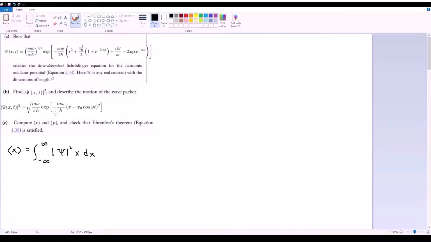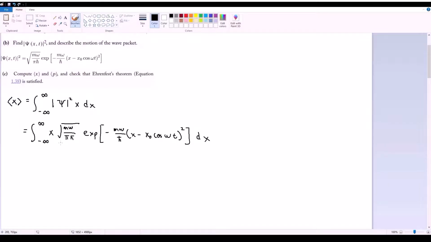Thankfully, we have the magnitude of psi squared from part b, so this is going to be just equal to the integral from negative infinity to positive infinity of x times the square root of m omega over pi h bar times the exponential of negative m omega over h bar times x minus x naught cosine of omega t, squared, dx. Now, obviously, this really isn't the easiest thing to actually integrate.